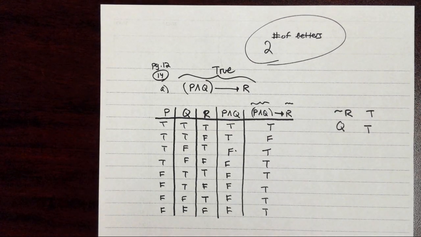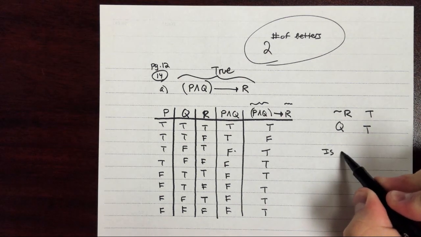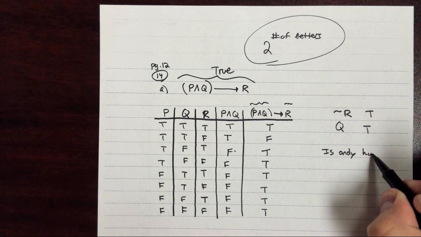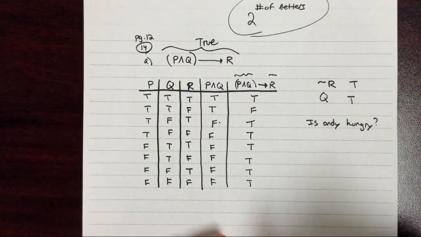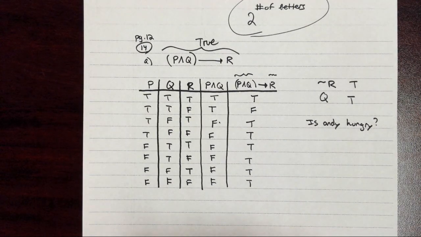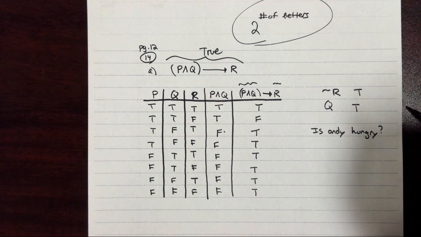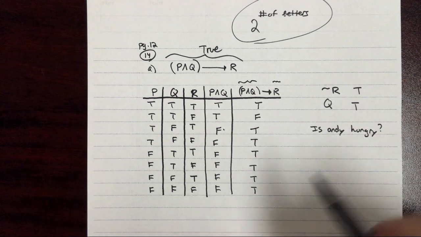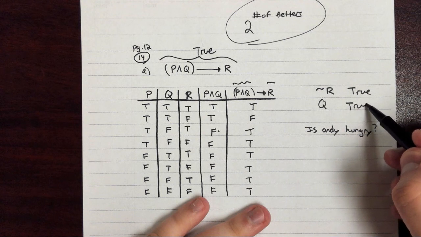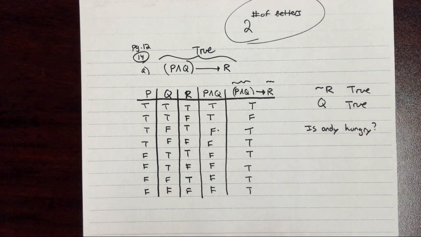Whoa. Is Andy hungry? Why are you writing it like that? I just didn't want to write out all the words. So, Andy isn't mad. What does the T's mean? True. This is what part C of the problem says. So the statement is true, and Andy's not mad, and the refrigerator is empty. Is Andy hungry? So what do we think?